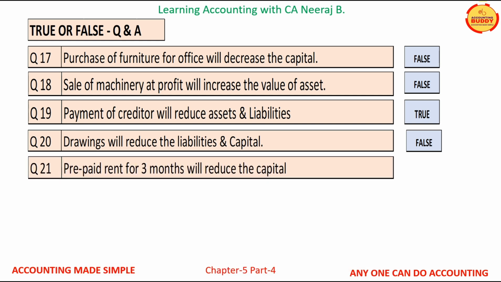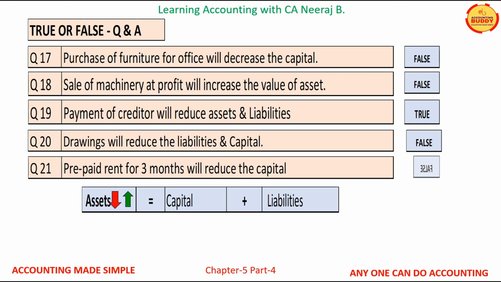Question number 21. Prepaid rent for 3 months will reduce the capital. This is a false statement. Prepaid rent will reduce the cash or the bank balance of the business, which is an asset, and at the same time, prepaid expenses, being assets of the business, will be increased. So the impact of this transaction will be only on the assets of the business.